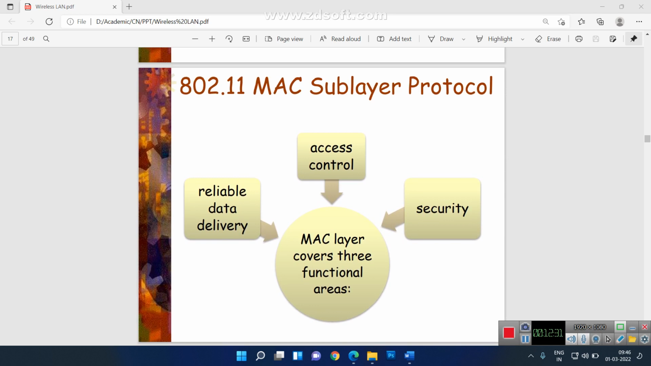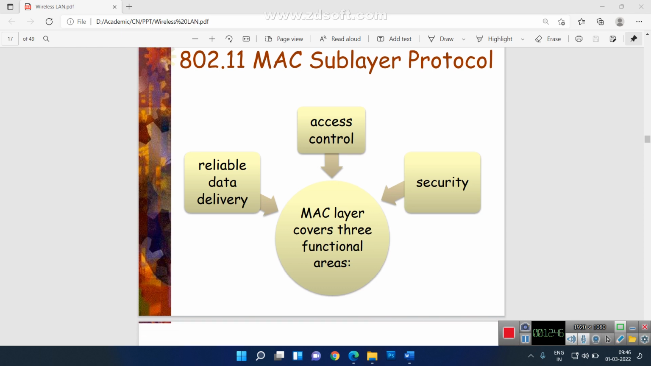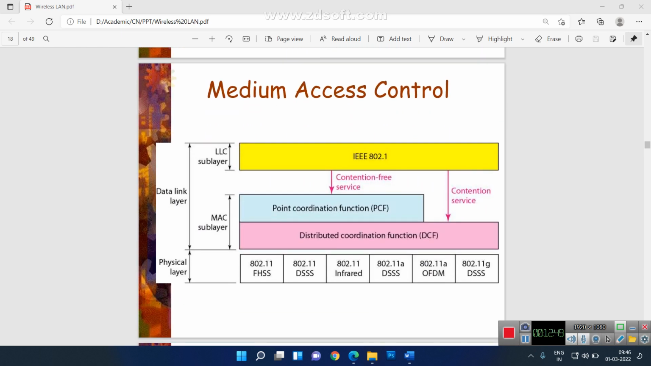These are all the sublayer protocols. Reliable data delivery will be available, and then access control and security. All these parameters should be used for this MAC layer, which is medium access control. In this medium access control, two things are discussed: one is the point coordination function, and the other is the distributed coordination function. Here in the physical layer, we discuss what spectrum techniques are used in the different types of IEEE 802.11.